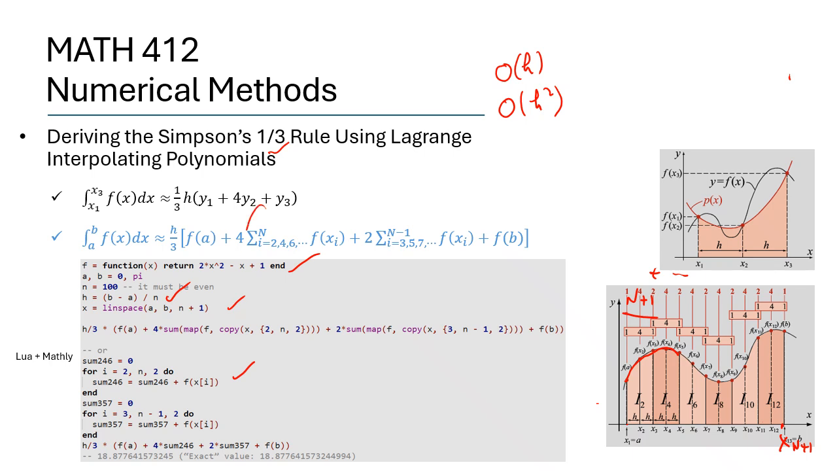You find the sum for this. I name it sum246, and you find the sum of this term. Then the sum357. Name it, and that's a direct translation. And with MATLAB-like Lua, you can use even shorter code like this. MATLAB's code is even shorter.